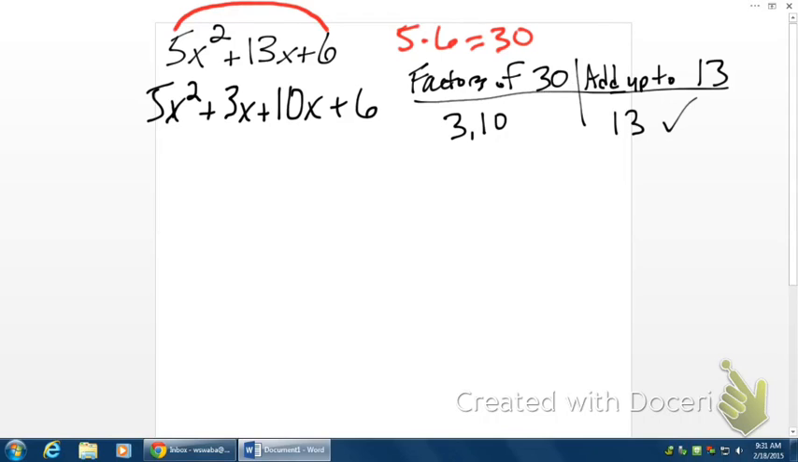Notice the only number that I changed was that middle term. It kind of branches off into that 3 and that 10. Same numbers we had over here. Notice my 5x squared stayed the same and my plus 6 stayed the same. All you're doing is branching off this middle number. Now, we're going to draw a little line down the middle and we're going to figure out that greatest common factor.